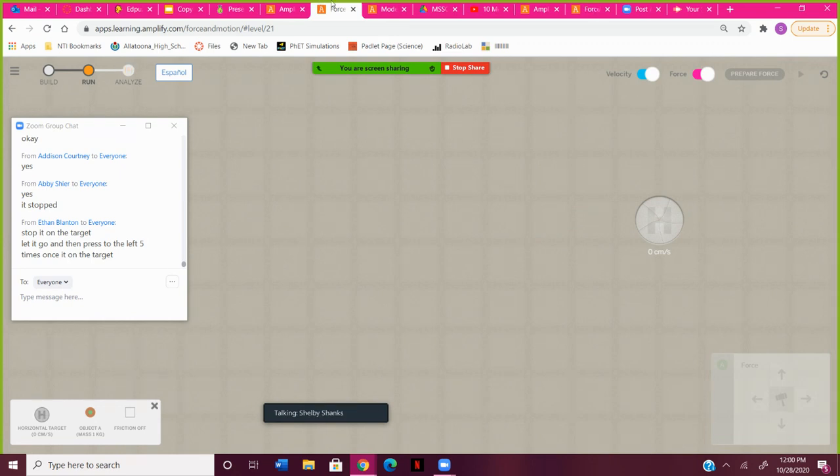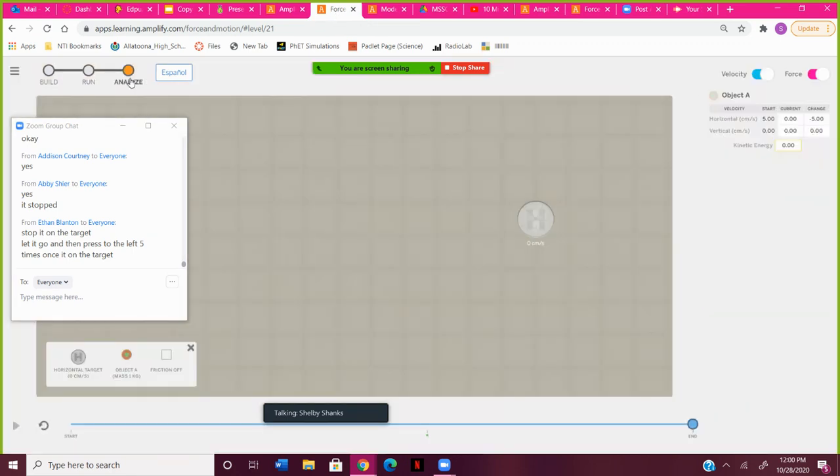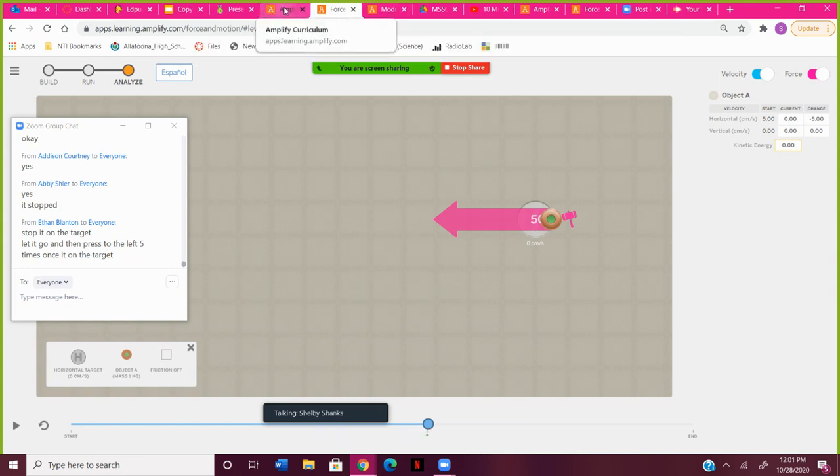So we had to stop it. The force direction was to the left because that is the arrow that we pressed. The force strength, if we go to analyze, if you can see that number right there, that number is 50. It's kind of hiding the 0.